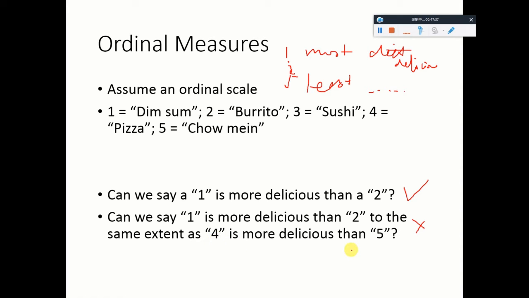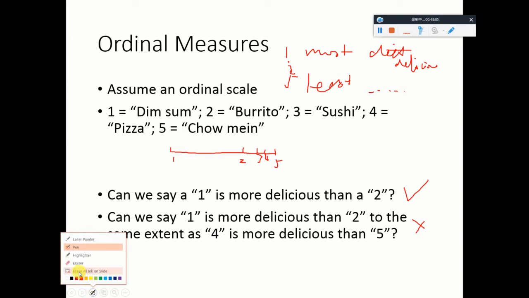It is possible, for example, that in Andrew's mind, 1 is this much better than 2, whereas 3 is here, 4 is here, and 5 is here, right? This is definitely an ordinal scale because 1 is ranked, well, okay. Let me redo this.